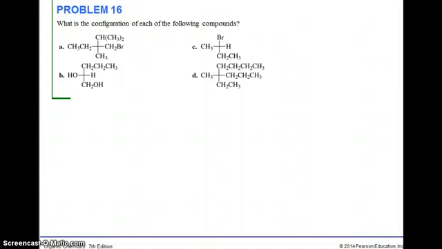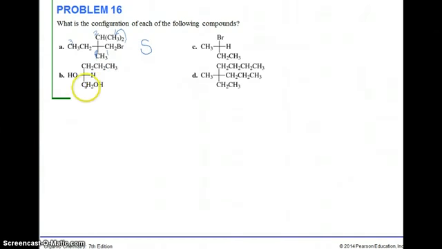Problem 16. What's the configuration of each of these compounds? You have to remember the Fischer projection rules when assigning your R and S configuration. So first let's prioritize. For A, this methyl group is going to be number 4. This group will be number 1. In between these two, we have a number 2 and a number 3. So my priority is going counterclockwise, but my lowest priority is vertical. So that means this is an S configuration.